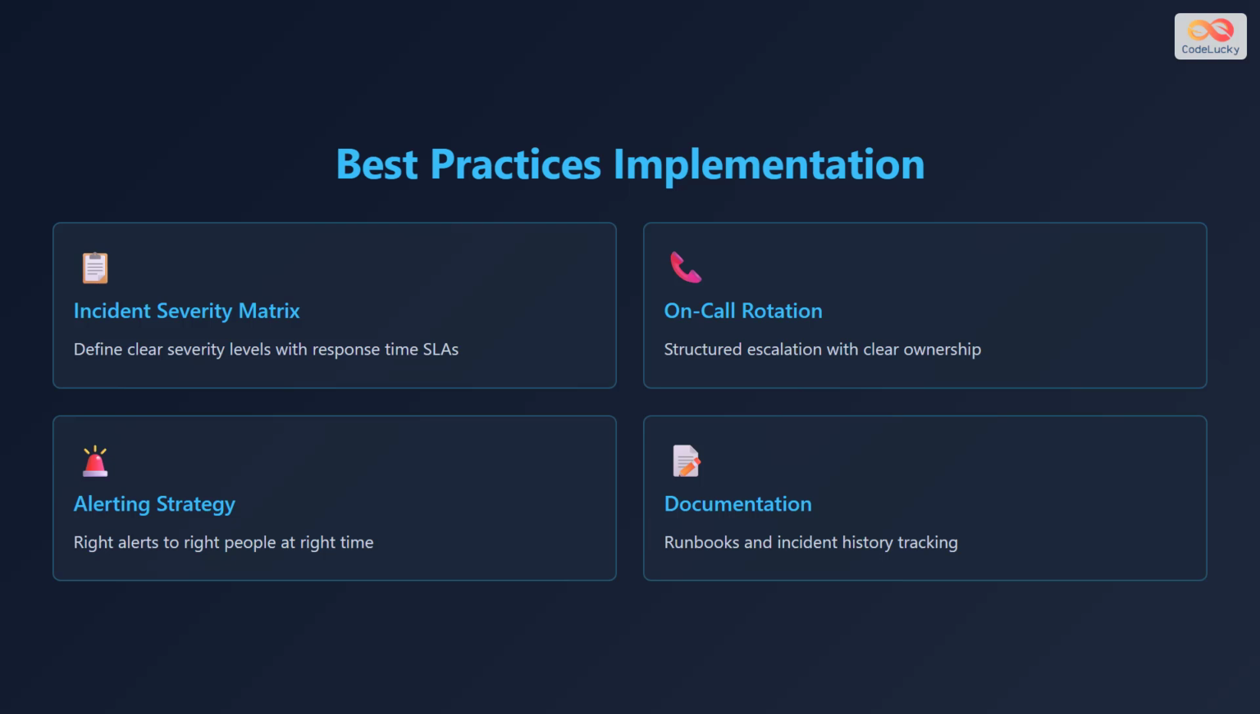Implementing incident management requires several practical best practices. Create an incident severity matrix that defines clear severity levels with corresponding response time SLAs. Establish an on-call rotation with structured escalation and clear ownership of incidents. Design an alerting strategy that sends the right alerts to the right people at the right time to avoid alert fatigue. Maintain documentation, including runbooks for common scenarios and historical tracking of all incidents. These practices, when implemented consistently, create a foundation for reliable incident management.